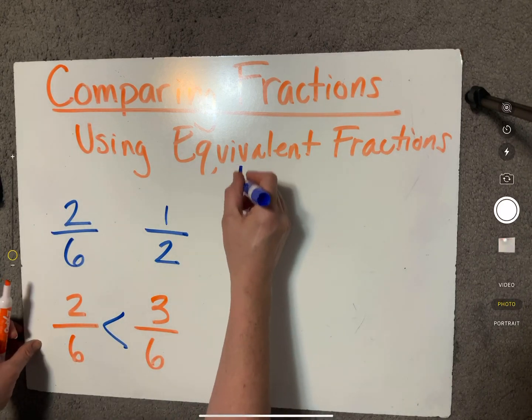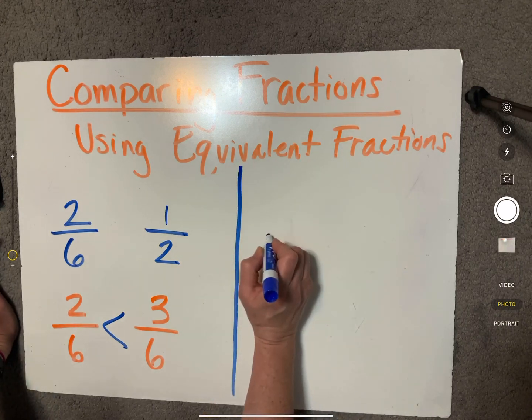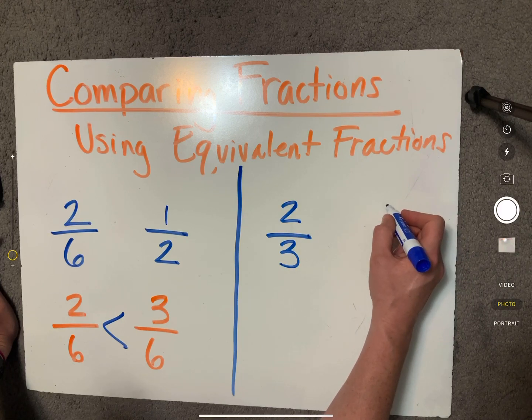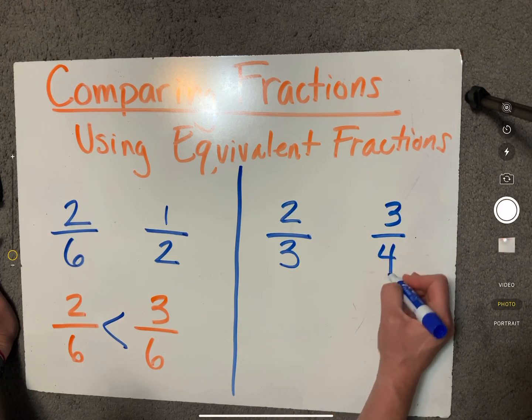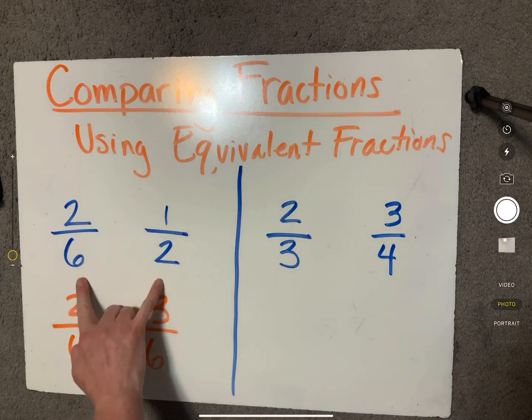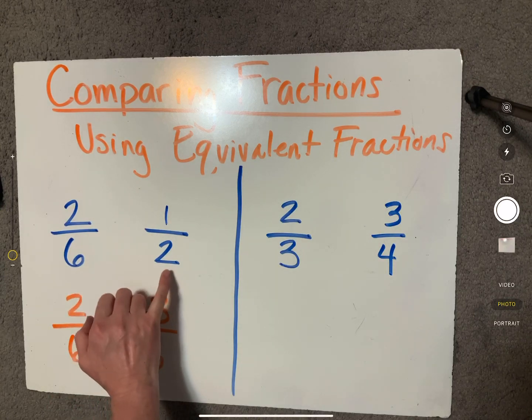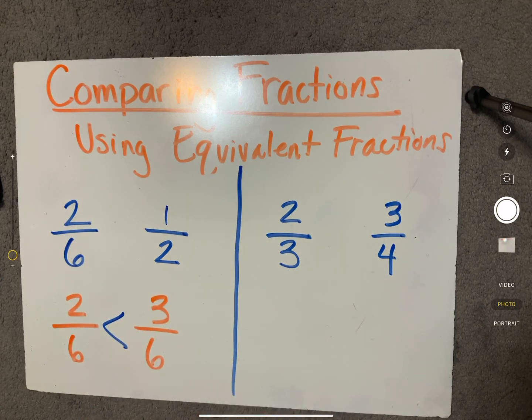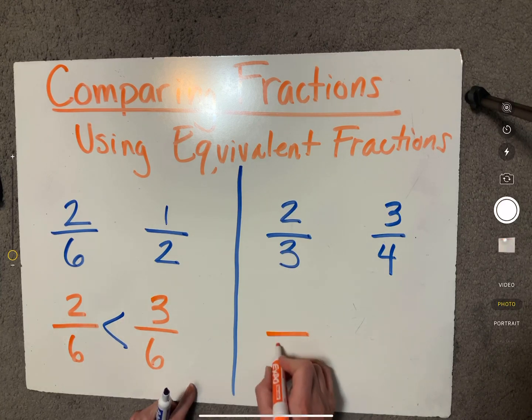All right, let's try another one that's kind of tricky. Let's do 2/3 and 3/4. Okay, now all the ones we've done so far, you've been able to multiply one denominator by something to get to the other one. You can't do that with this one. So we need to think about multiples of 3 and 4. I know that 3 times 4 is 12. So I could multiply those two numbers together and get a denominator of 12.